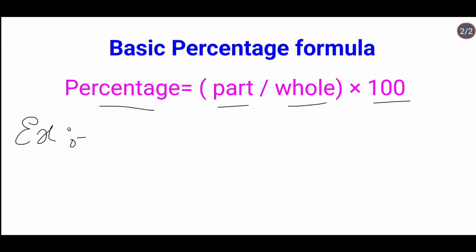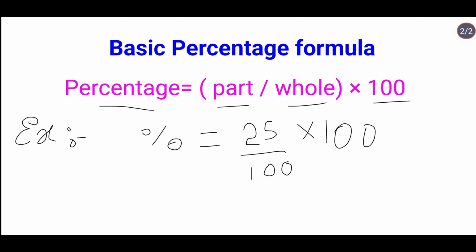You ate 25 out of 100 chocolates. Therefore, percentage is equal to how many chocolates you ate, 25, divided by total chocolates, 100, into 100. The 100s get cancelled. So, 25 percent. Therefore, you ate 25% of the chocolates.